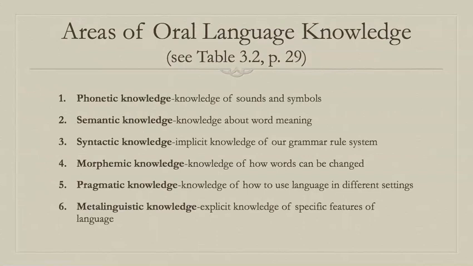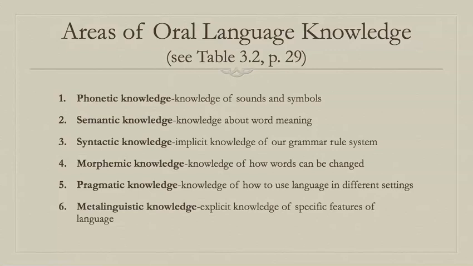So, areas of oral language knowledge. In this one, there's another table on page 29, table 3.2, which has a really good summary of the overall 5 areas of language knowledge, or aspects of technical language that we've been talking about so far.